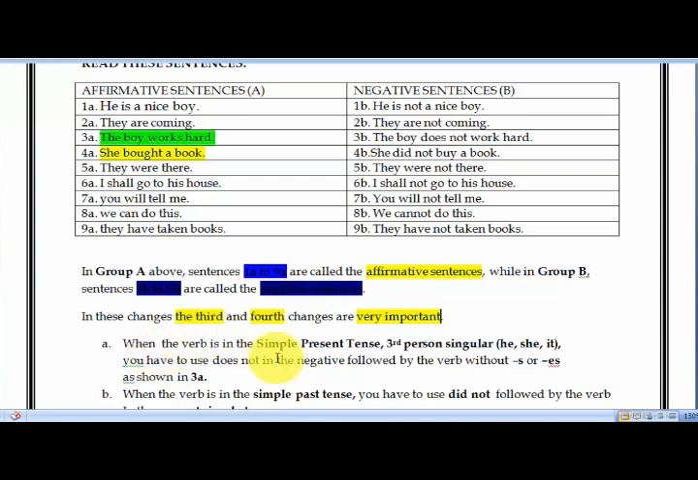When the verb is in the simple present, and the subject is third person singular, he, she, it, you have to use does not in the negative, followed by the verb without s or es as shown in 3a. Because I have already previously told you that when you use does, you cannot say works again, because we cannot use two singular verbs in a single sentence. Yes, you cannot use two singular verbs in a sentence.